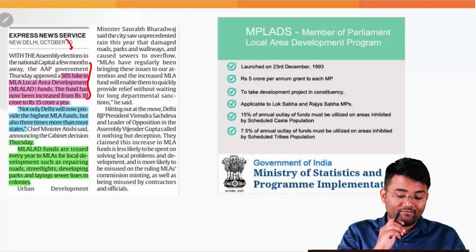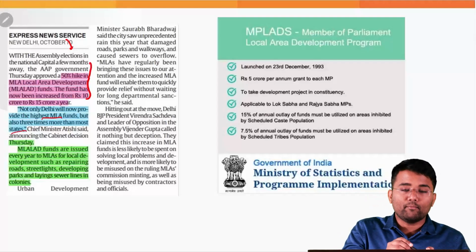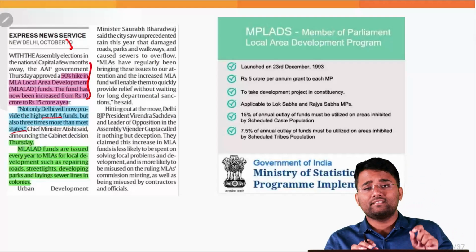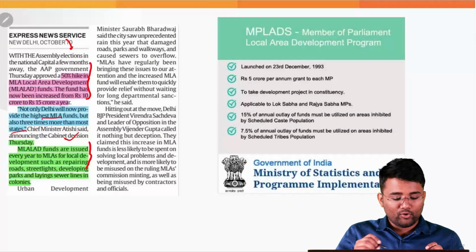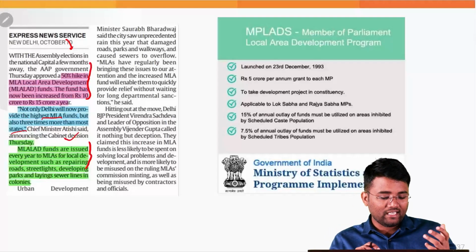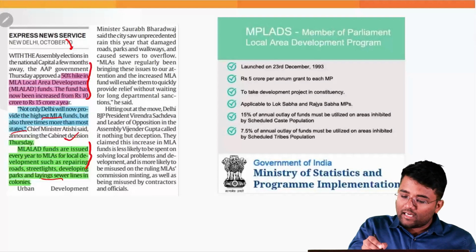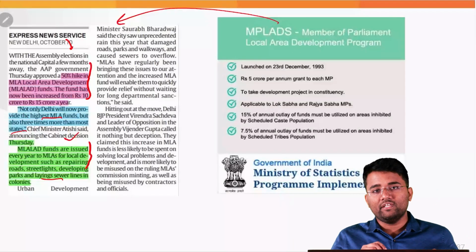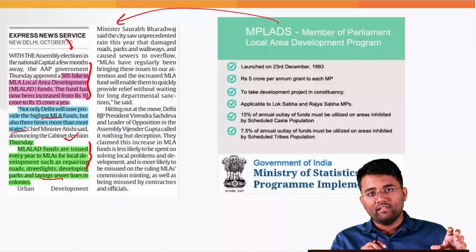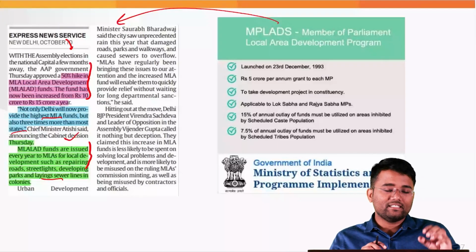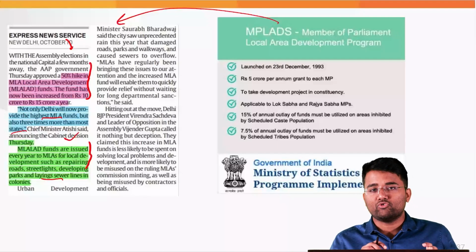And not only will Delhi now provide the highest MLA funds, but also 3 times more than most states. In most states, this is 5 crore only. These MLALAD funds are issued every year to MLAs for local development such as repairing roads, street lights, developing parks and laying sewer lines in the colonies. This you can directly relate with the MPLAD that is present with the MPs at the central level or the union government level, and this MLALAD is available at the state level or union territory level in case of Delhi.